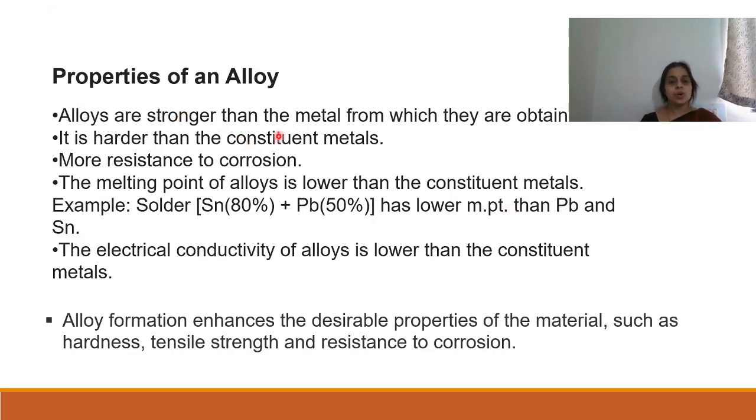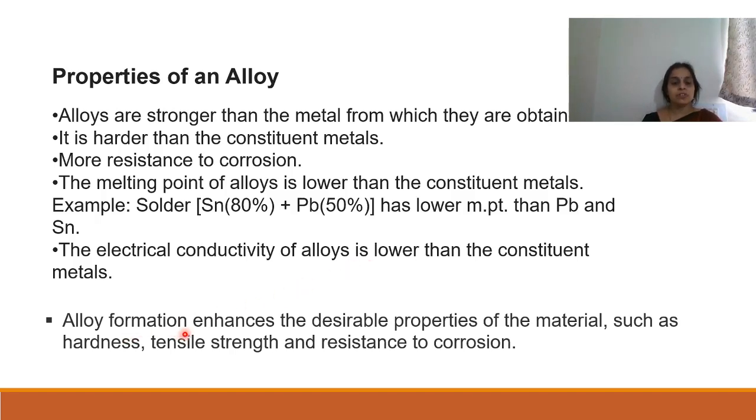Alloys are stronger than the metal from which they are obtained. They are harder than their constituent metals, and more resistant to corrosion. The melting point of an alloy is lower than that of its constituent metals. For example, solder is an alloy of tin and lead, and it has a low melting point compared to lead and tin. The electrical conductivity of alloys is always lower than that of the constituent metal. As we know, copper is a good conductor, and copper is used in brass and bronze.